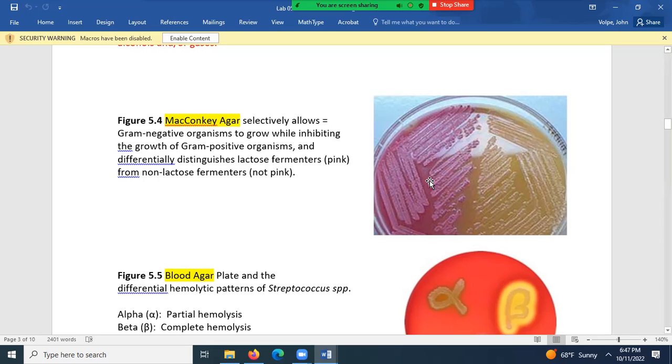And that's just because of the pH difference. When the bacteria ferments the sugar, it produces acids, which cause the pH indicator to turn pinkish or purplish. The bacteria that do not ferment the sugar lactose will not be pink or purplish. And this is a non-lactose fermenter over here. And that bacteria will be its normal color, whatever color that will be.